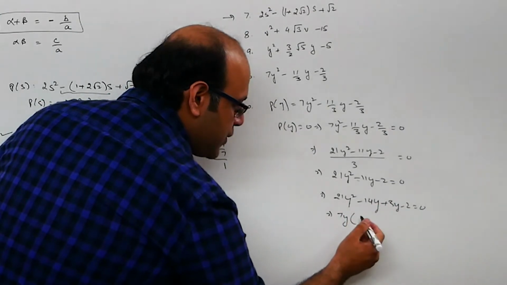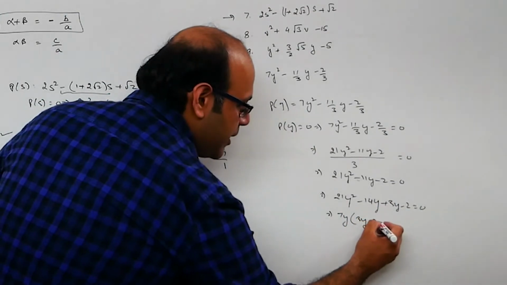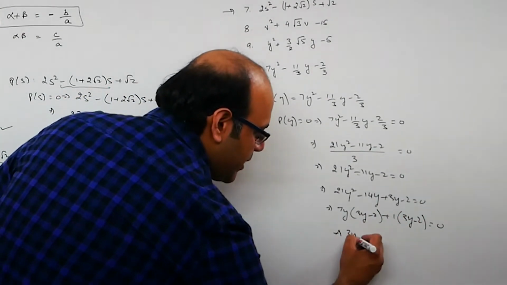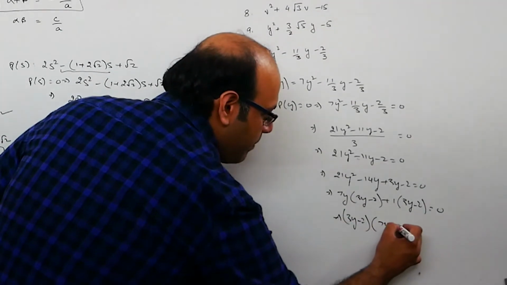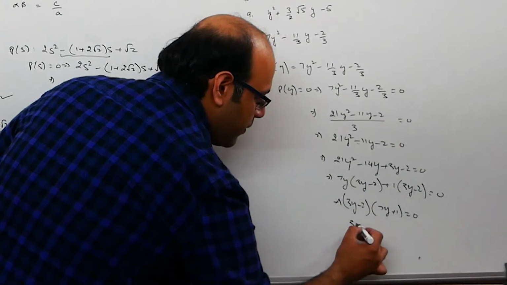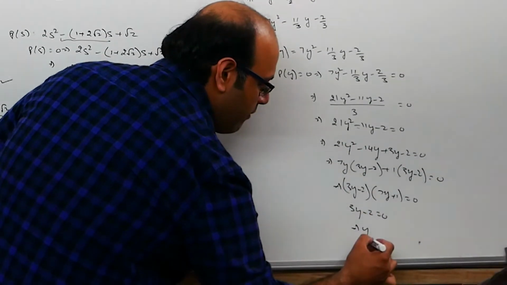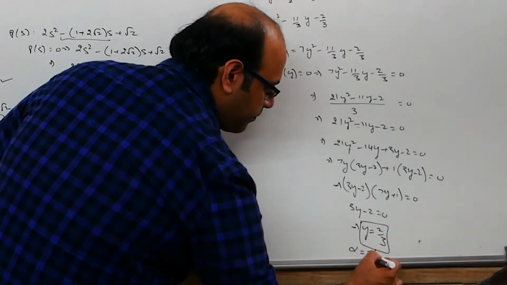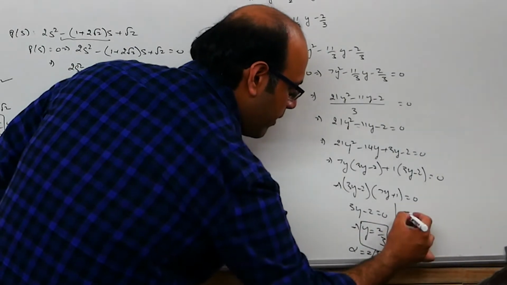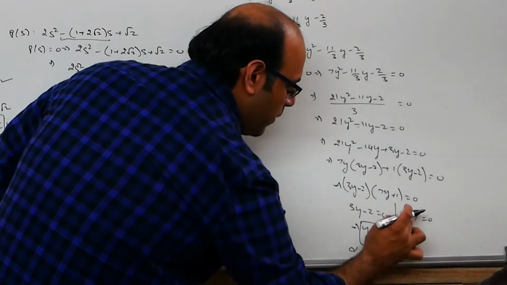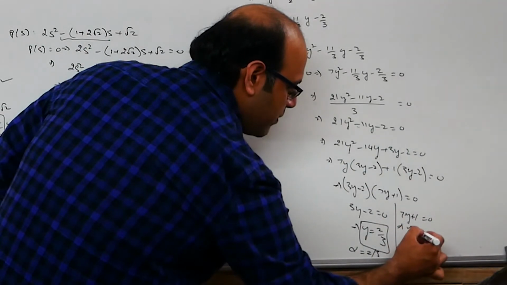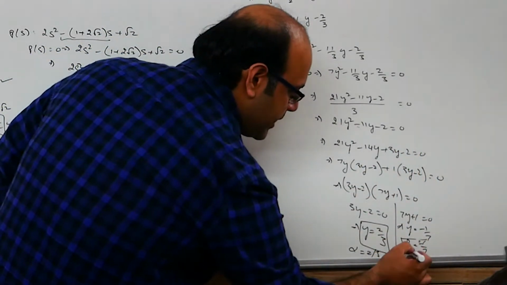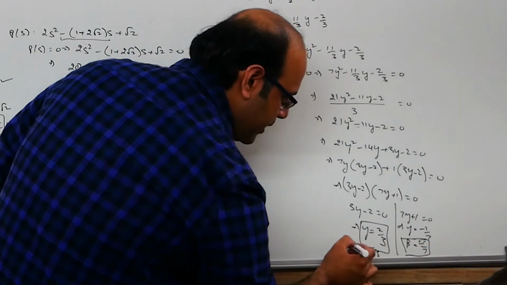So 21y square minus 14y plus 3y minus 2 equals 0. 7y can be taken common from the first two terms. I'll get 3y minus 2 and then plus 1, 3y minus 2. I can say this is 3y minus 2 into 7y plus 1 equals 0. So 3y minus 2 equals 0 implies y equals 2 by 3. That's my alpha. And 7y plus 1 equals 0 implies y equals minus 1 upon 7. So that's my beta. Beta is minus 1 by 7 and alpha is 2 by 3.